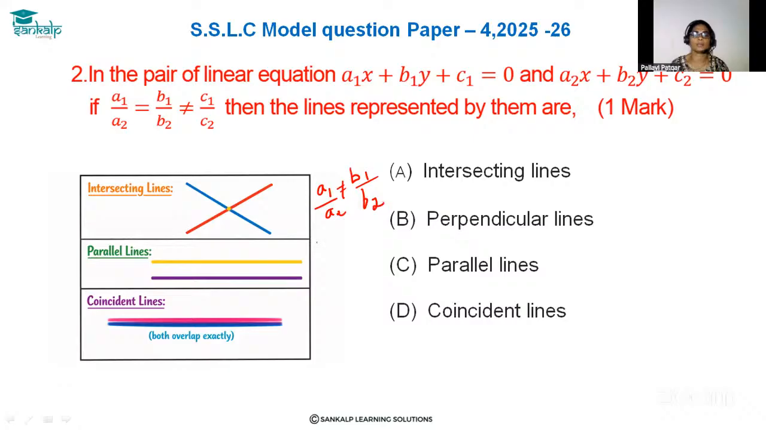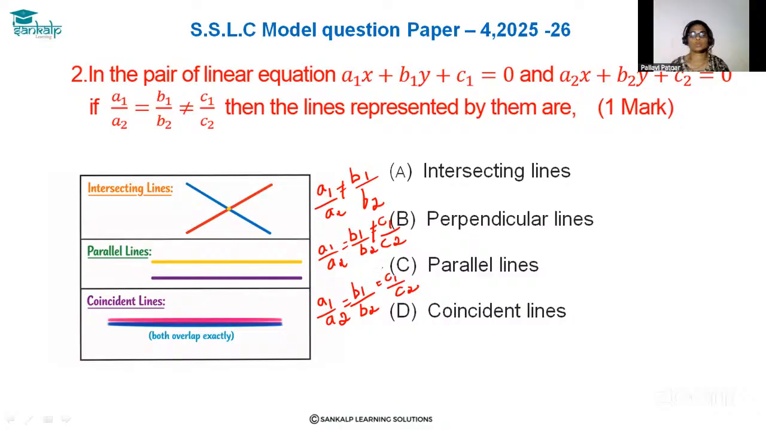If the lines are parallel, the ratio of coefficients will be a1 by a2 is equal to b1 by b2 is not equal to c1 by c2. If the lines are coincident lines, then the ratio of coefficients will be a1 by a2 is equal to b1 by b2 is equal to c1 by c2.